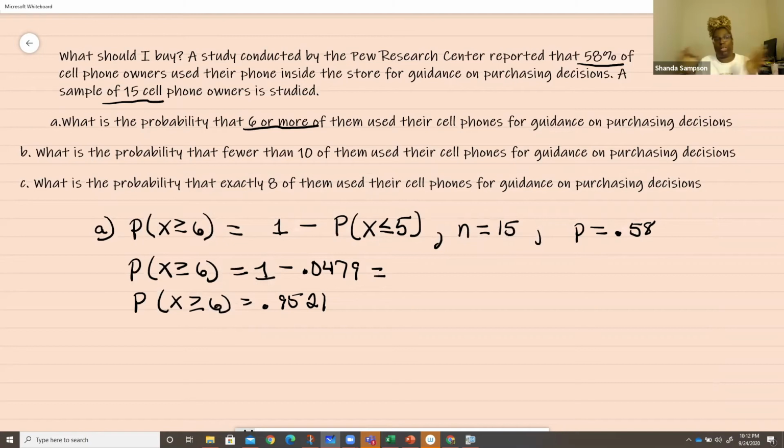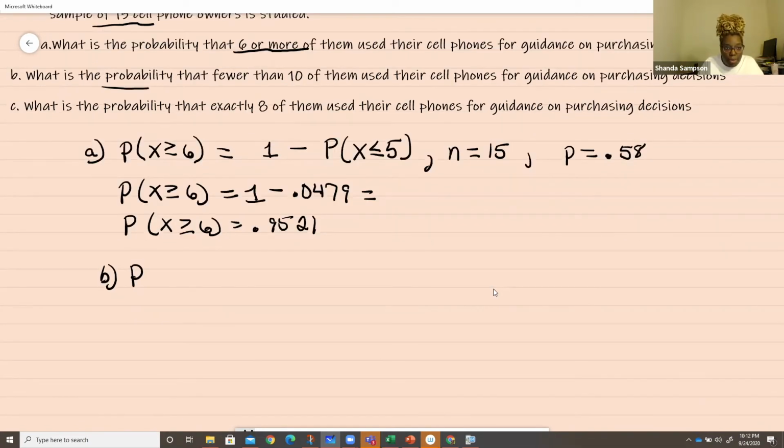Did I read anything? I still don't know what the question is about. What is the probability that X is fewer than 10? Fewer than 10 doesn't include 10, so less than 10. Who cares what the rest of it is? What is the probability that X is fewer than 10?